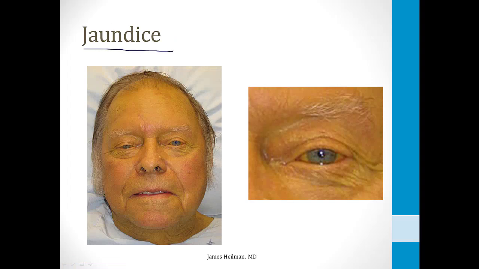Jaundice is a yellowish color to the skin, as you can see on this man's face. You can also find it in the sclera of the eyes, as you can see in the zoomed-in picture here on the right. You can get this obviously in liver and biliary disease where you cannot excrete bilirubin, but in the setting of hemolysis, you get it because of overproduction of unconjugated bilirubin.